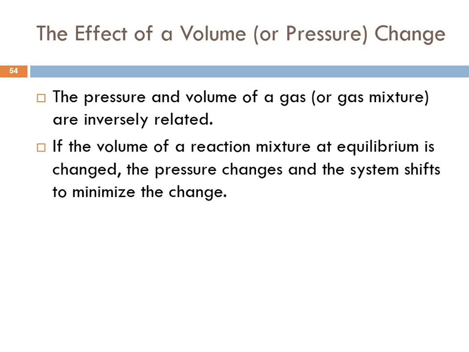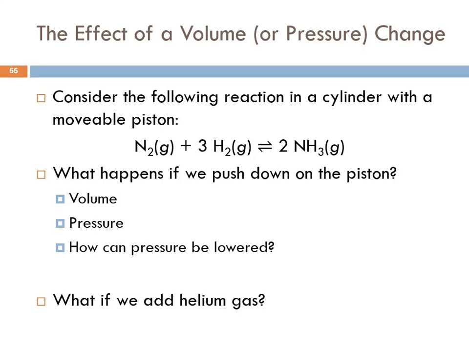What about changing the volume or the pressure? Well, remember from Pivner that the pressure and the volume of a gas are inversely proportional. If you decrease the volume of a gas, you increase its pressure. If you increase the volume, you decrease the pressure. So if we change the volume of a reaction mixture that's at equilibrium, the pressure will change. And the system shifts in a direction to minimize that pressure change. This is for reactions that have products in the gas state. Pressure change does not affect liquids and solids or aqueous things.